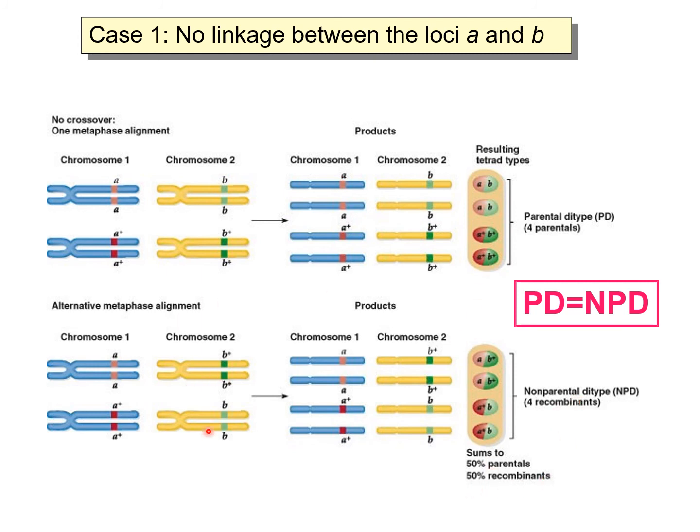Depending upon the orientation of this chromosome, and of course provided there is no linkage between A and B, A is present on this chromosome and B is present on this chromosome, so either we'll get the parental ditype or we will get the recombinants. Equal frequency is there.